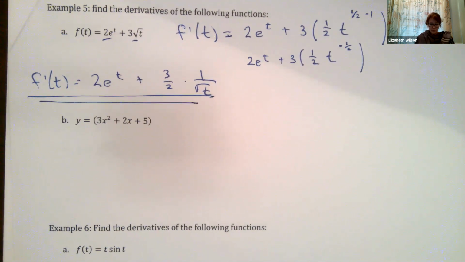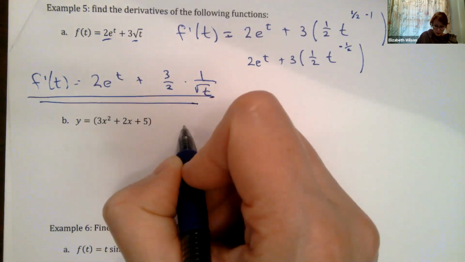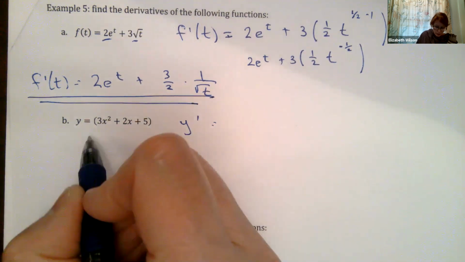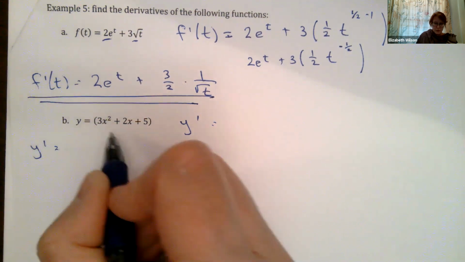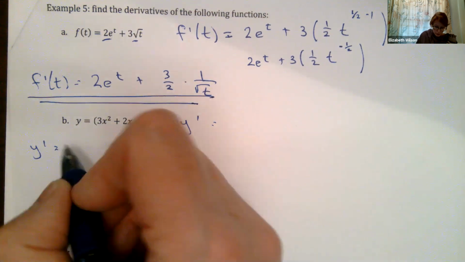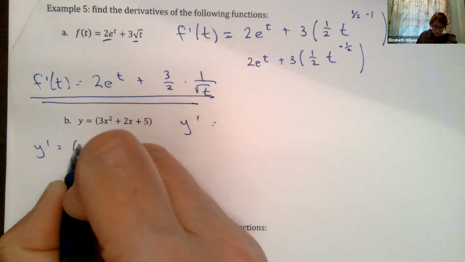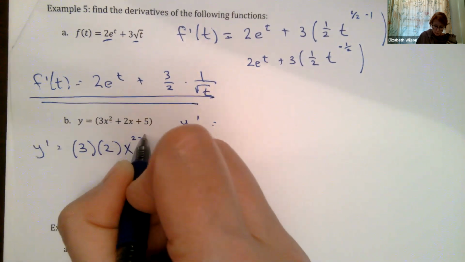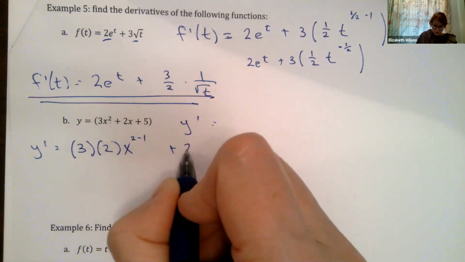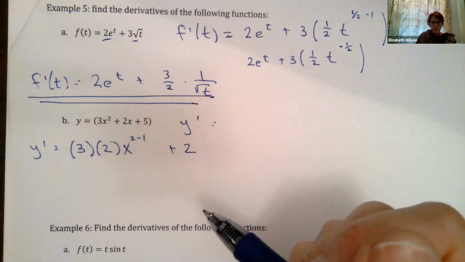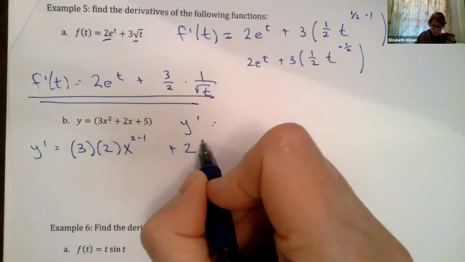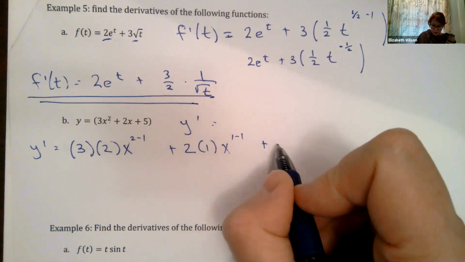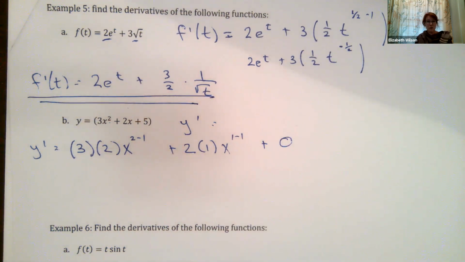Okay, part B is a little easier, right? I want to find y prime, that's my derivative. So y prime is going to be the derivative of each individual piece put together. So I'm going to go, if I've got a constant, I'm going to do the power rule, 2x to the 2 minus 1 plus 2. This is also the power rule, but we're multiplying 2 times 1 times x to the 1 minus 1. I'll write it out like that. Plus 0. Remember, the derivative of our constant terms is 0.